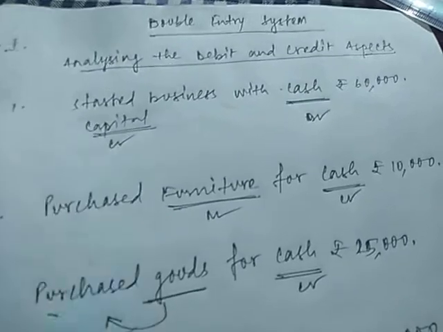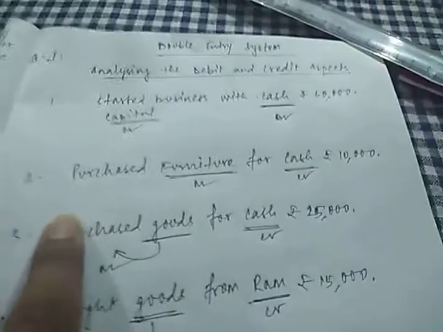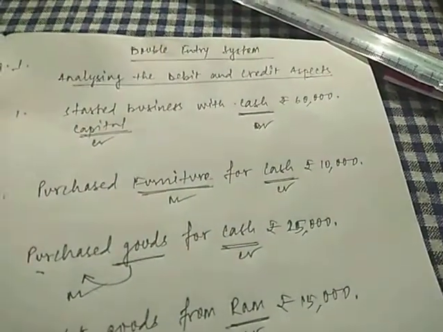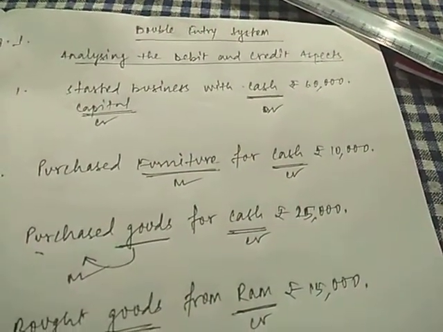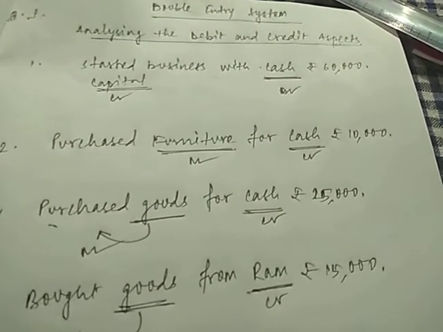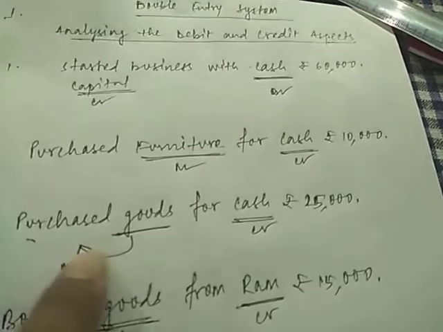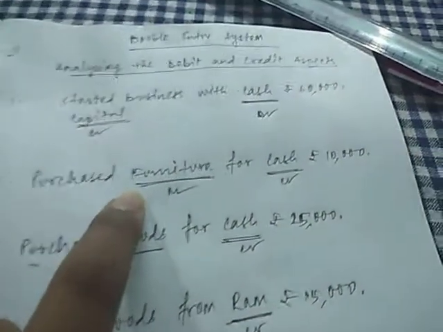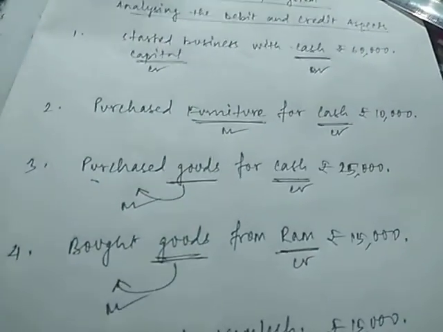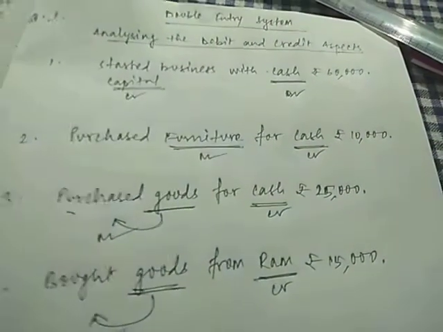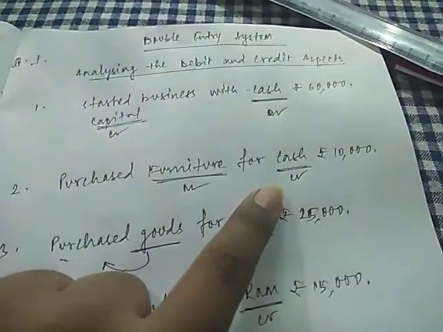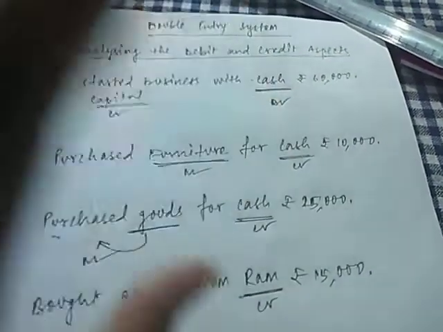Cash is debit and capital is credit. The next transaction is purchase furniture for cash, rupees 10,000. Here we are paying cash and purchasing furniture. The two aspects here are furniture and cash, and both are real. Furniture we are receiving, we are getting in the business, so it will be debit. And for purchasing furniture we need to pay cash, so we'll spend cash for that. Cash is going out, so cash is credit.